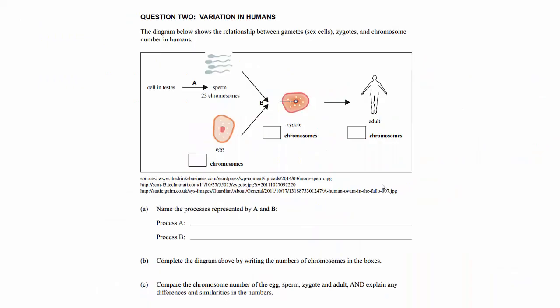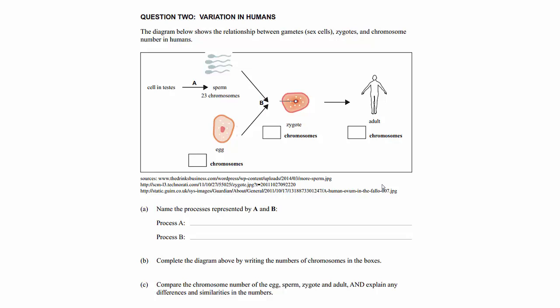Okay, so now we're moving on to question 2, which is about variations in humans. So the diagram below shows a relationship between gametes, zygotes, and chromosome number in humans. You can see that you've got cells in the testes, which is making sperm, to a zygote when it combines with the egg, and eventually forming an adult. Right, the first thing you need to do, question 2A, is to name the processes represented by A, which is above this arrow here, and B, which is when the sperm and the egg join together.